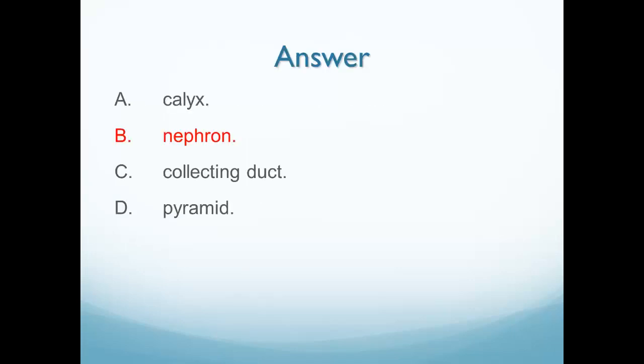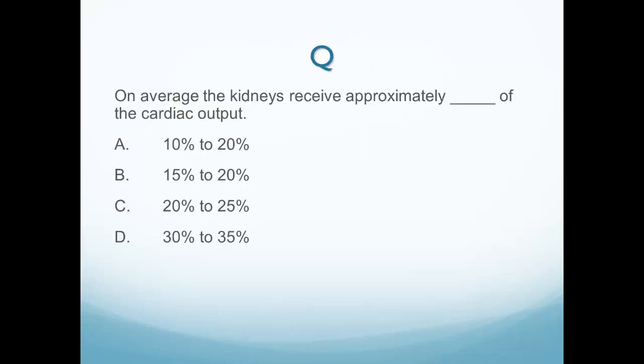Well, if you answered B, the nephron, you are correct. The functional unit of the kidney is called the nephron. So that's where all the action's taking place. That's where the filtration's taking place. The glomerulus and all that is in the nephron. Okay, how about another question then?